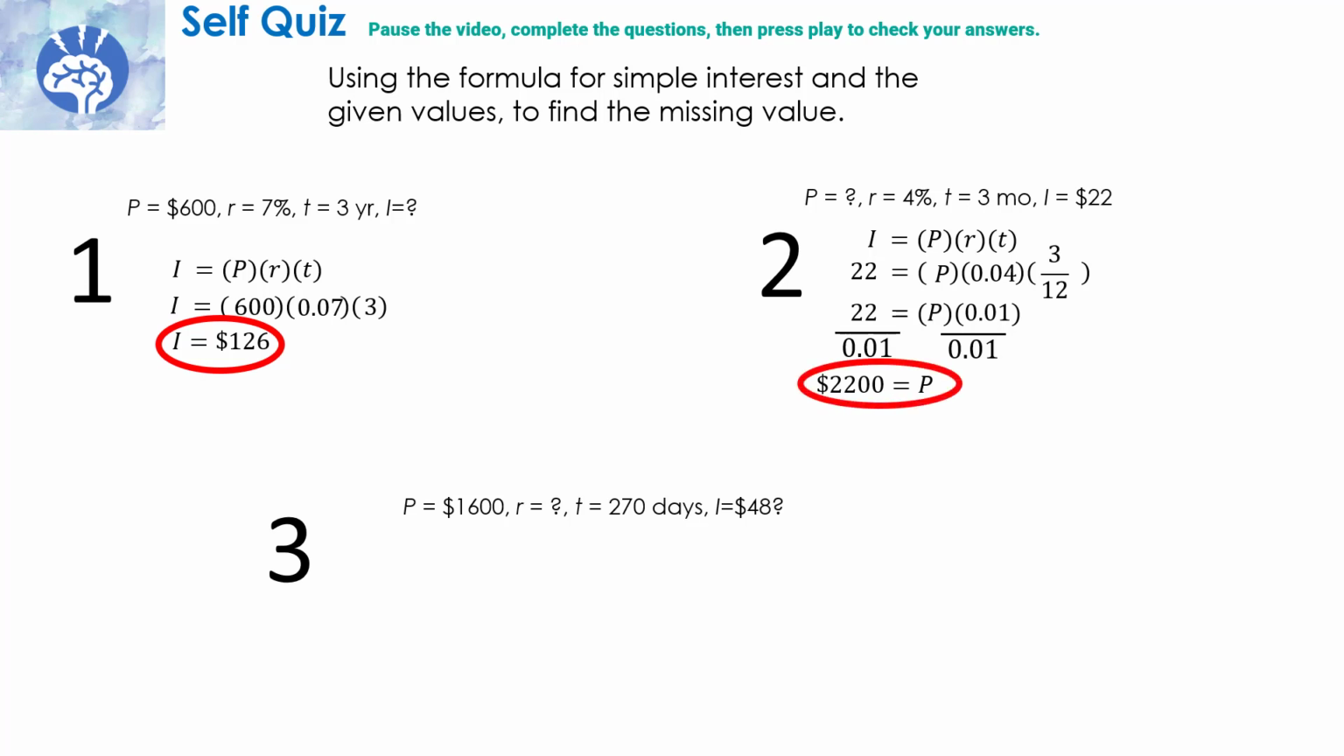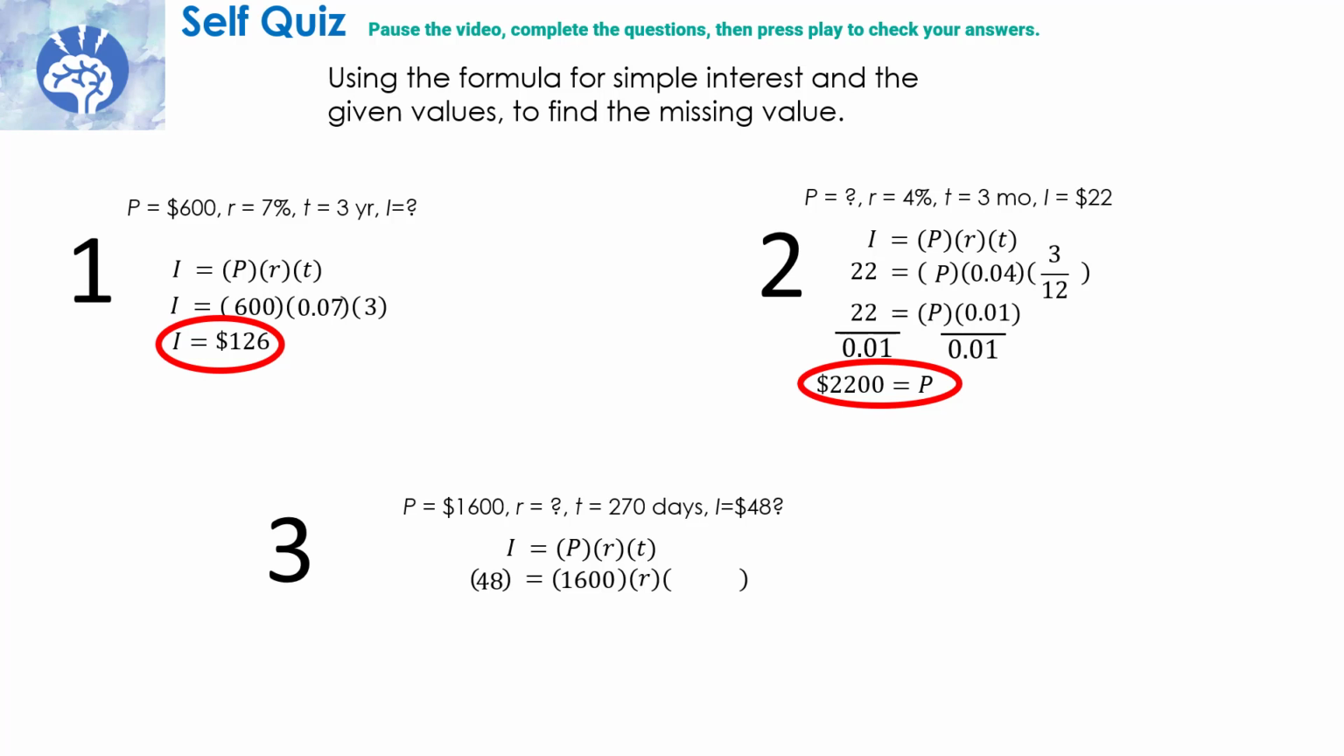For the last one, the principal is $1,600. We don't know the rate, the time is 270 days, and the interest is $48. Let's fill in what we know. We know the interest is $48. We know the principal is $1,600. We don't know the rate, but we do know that the time is 270 days.